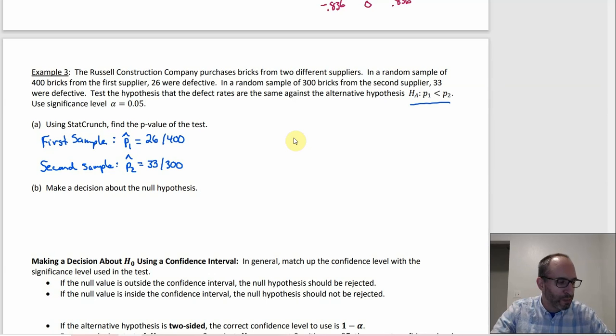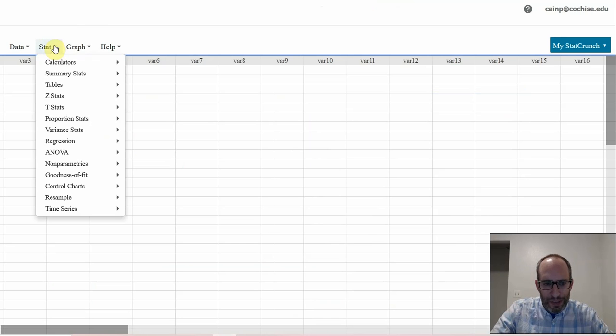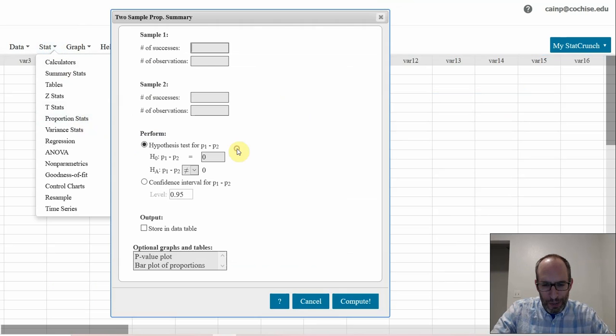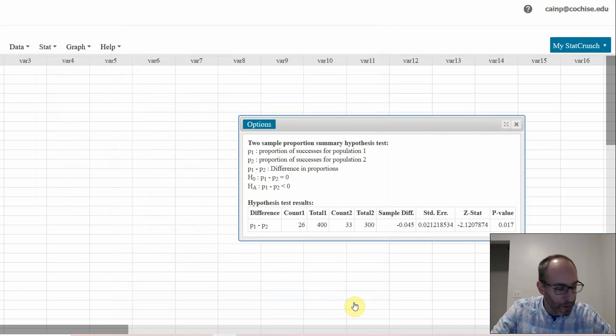Okay, well then we're going to have to make that adjustment when we actually go in and use StatCrunch. So if we go to StatCrunch, so Stat, Proportion Stats, Two Sample with Summary. All right, so the first sample was 26 out of 400. The second one was 33 out of 300. And then with the hypothesis test, we want a less than. So you just have to make that change and then compute. And there we go. So our p-value is 0.017.